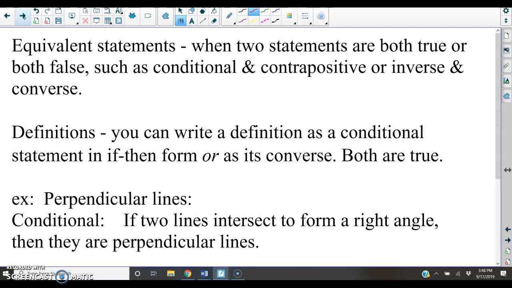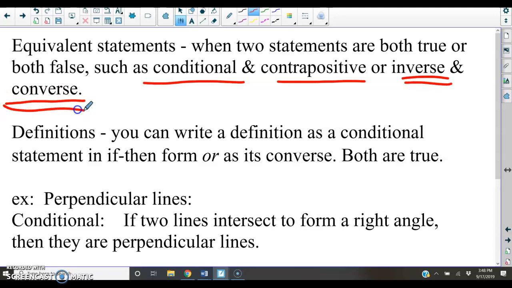Next part, equivalent statements. It's when two statements are both true or both false, such as the original conditional and the contrapositive. Or the inverse and the converse. We looked at those already. So they're equivalent truthness.